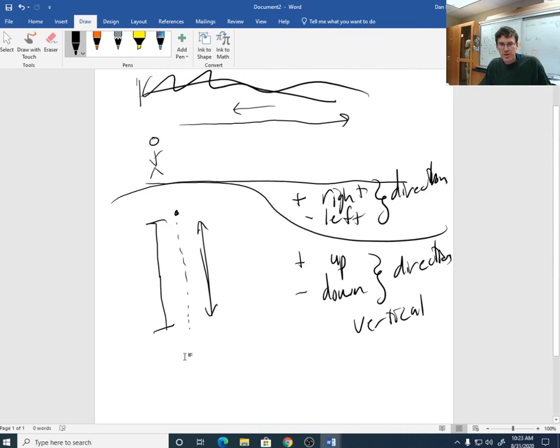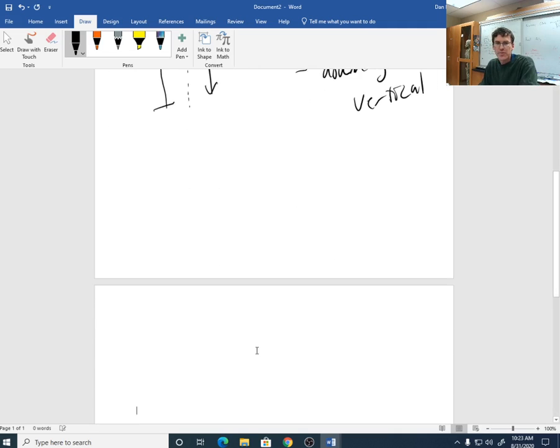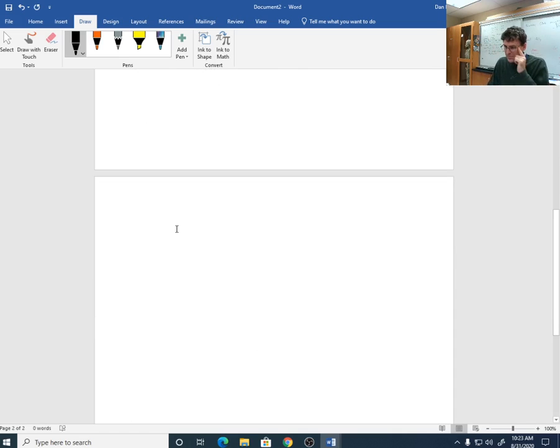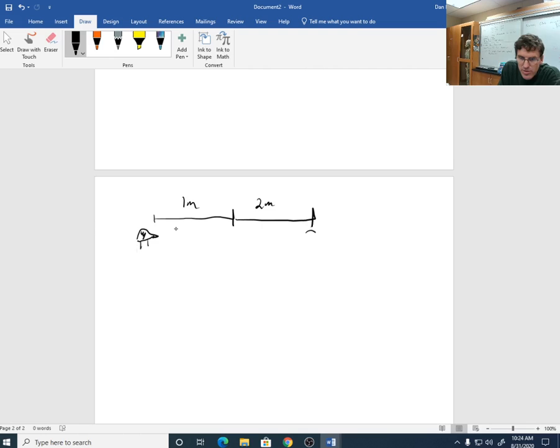Okay? So let's go to a new sheet here, and we're going to talk about frames of reference. So, frame of reference is just your starting and ending of your viewpoint here. So we could have, say, a turtle, right? There's my turtle, and they walk here to here, and they walk here to here. Okay, and so this is, say, 1 meter, and this is 2 meters, and then the turtle ends here.